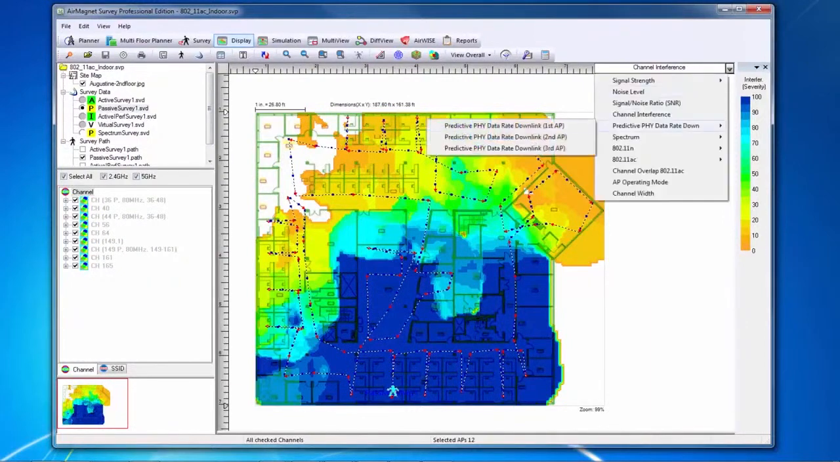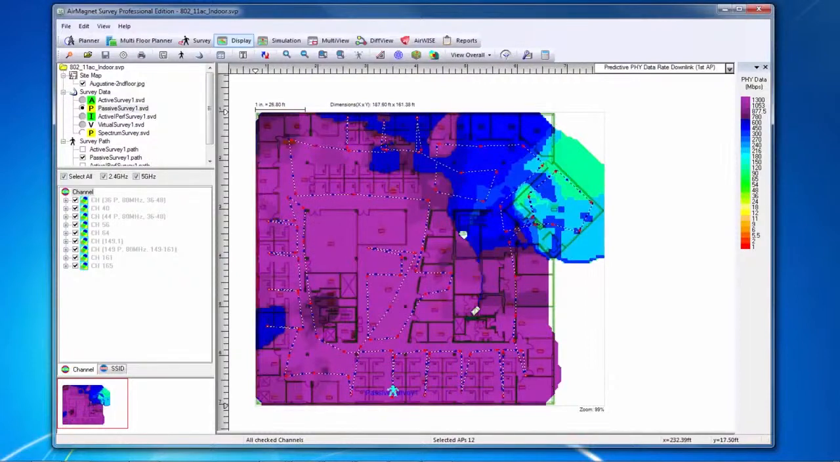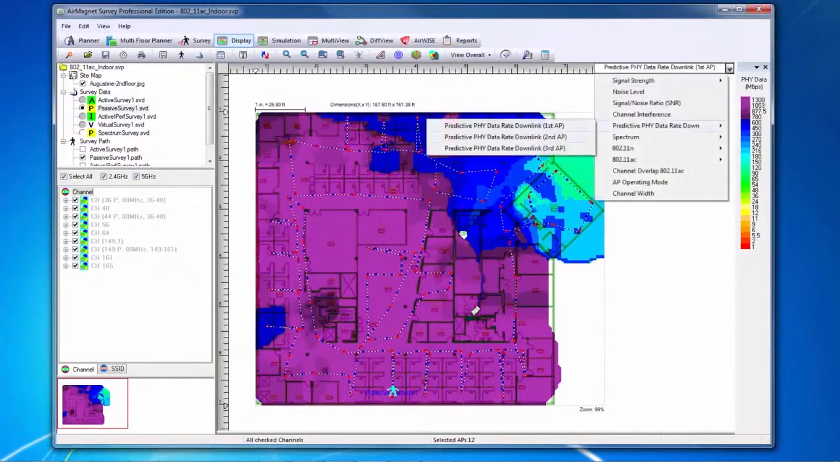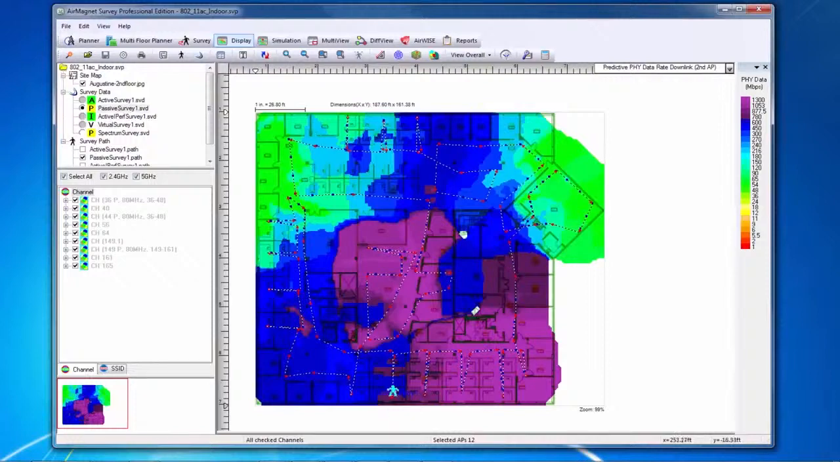The predictive PHY data rate down heat map can also be shown for the first, second, or third most strongly heard access points. The predictive PHY data rate heat map will show in megabits per second the expected PHY data rate at each location throughout the site.